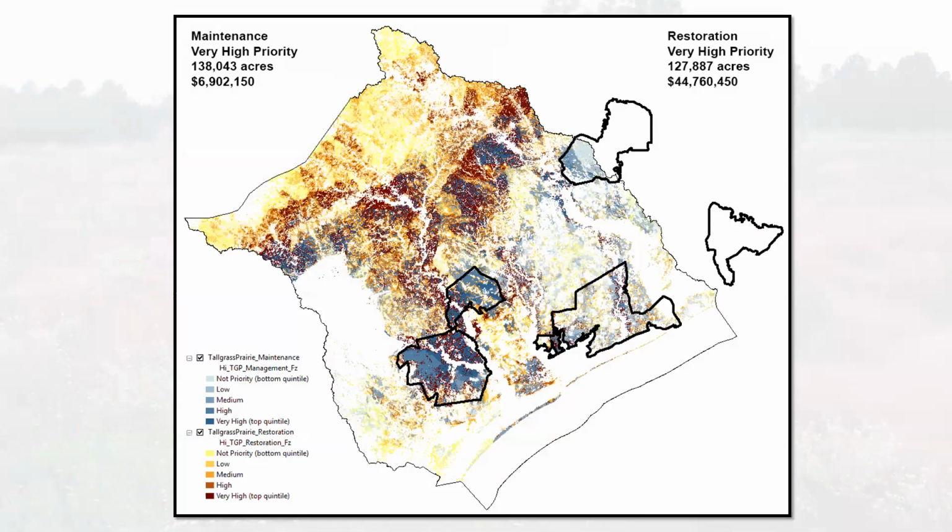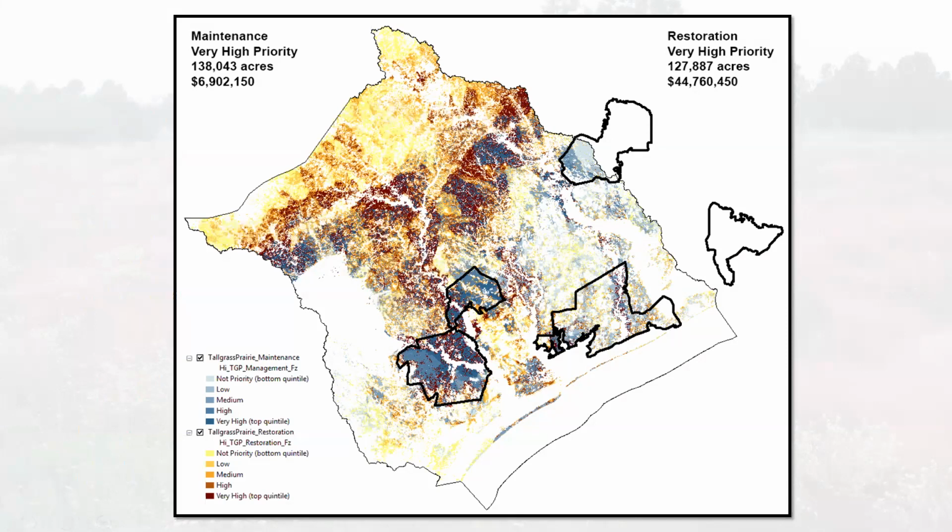So to do this, first I calculated how much it would cost to restore and maintain all very high priority grasslands within the Gulf Coast Joint Venture focal areas that they had already identified, or at least the ones that fall within the scope of our project. Obviously we can't do anything about the areas outside the bounds of it. For maintenance, that came out to almost 140,000 acres at a cost of nearly $7 million. And for restoration, it was almost 130,000 acres and nearly $45 million. So that's something to aim for at a very high level.